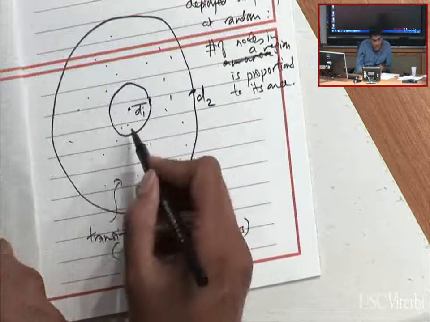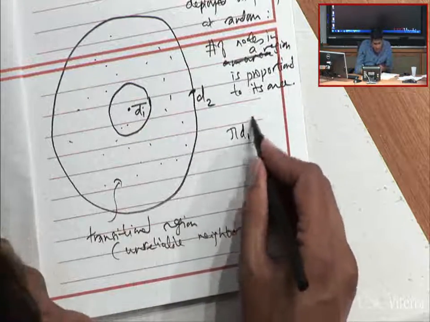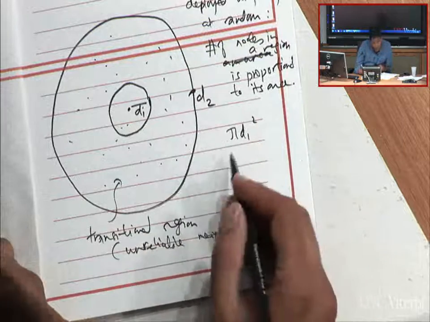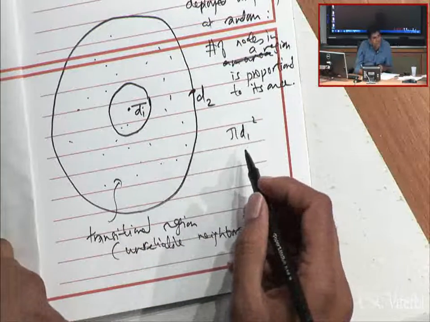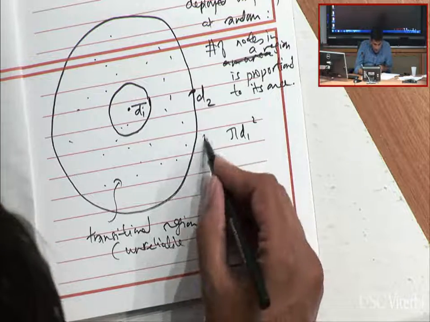So what's the area of the inner circle? It'll be something like pi d1 squared. Right? So this is how many very reliable connected neighbors you would have. Okay? Let's call that N1.